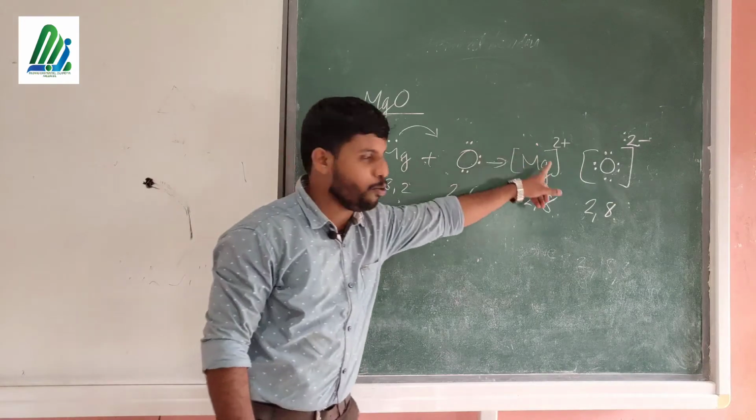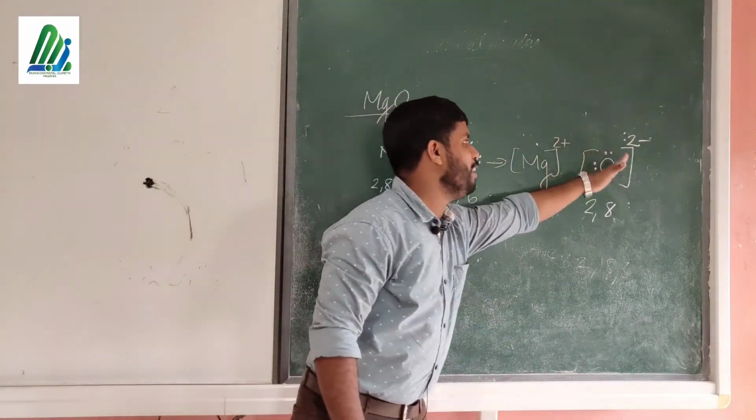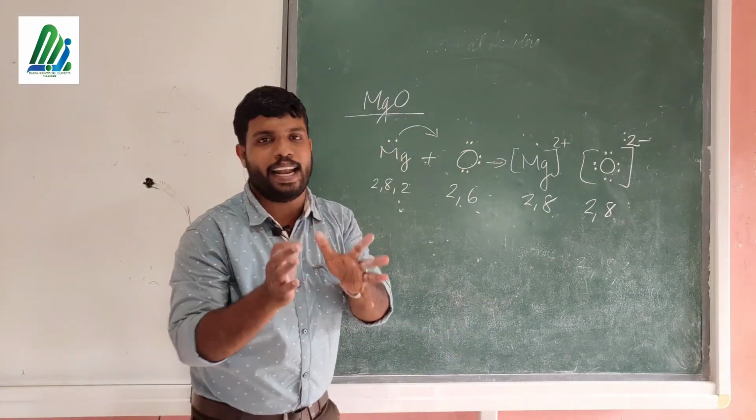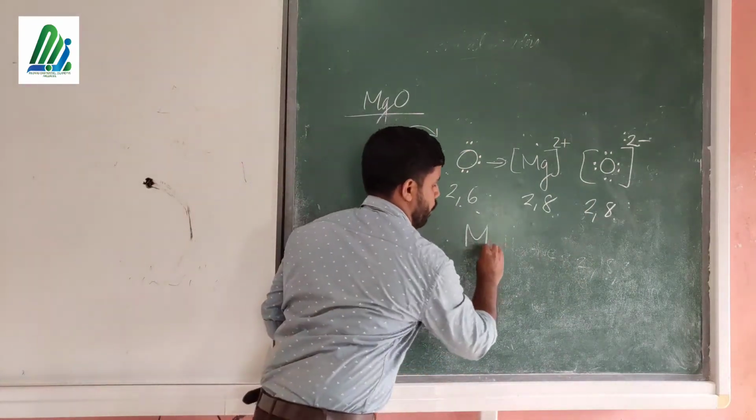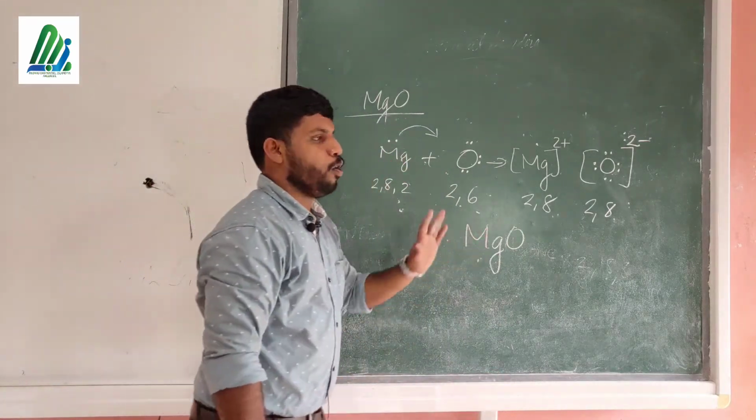So magnesium donated 2 electrons and oxygen accepted 2 electrons, giving 2 positive and 2 negative charges. They are attracted together and form a compound. It is MgO, magnesium oxide. So a neutral compound is formed.